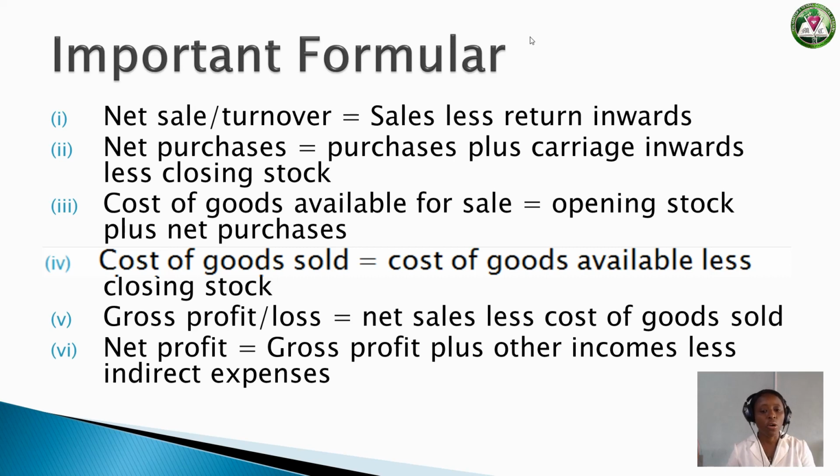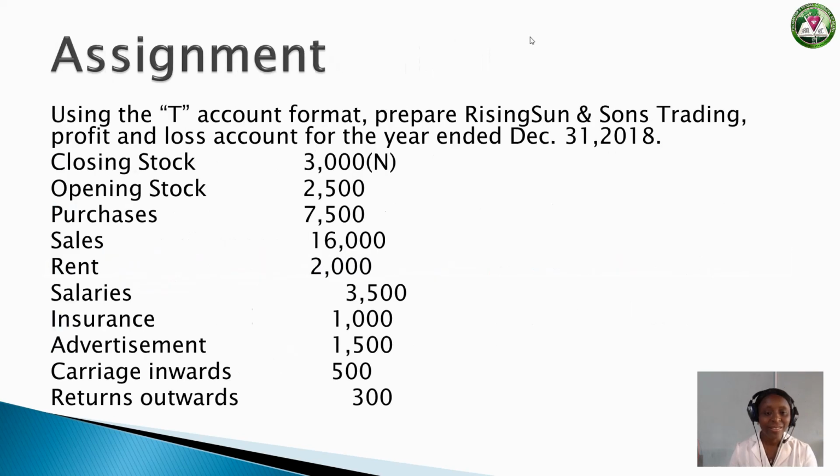Gross profit or gross loss is net sales less cost of goods sold. Then net profit. How do you get your net profit? Just what we did: gross profit plus other incomes less the indirect expenses. So these are the ways we can determine each or any of these things.